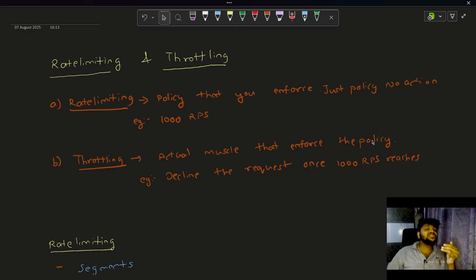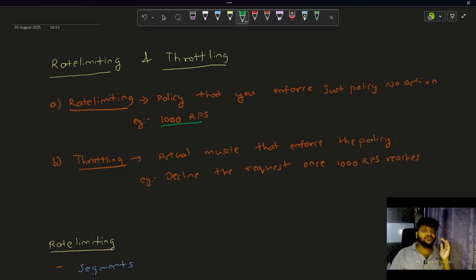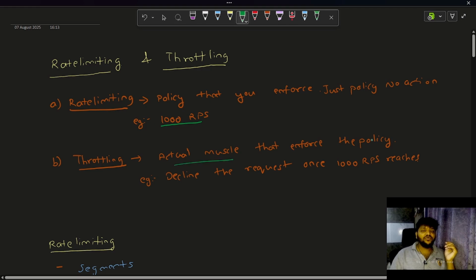If more than this number of requests happens, then what should we do? Then comes throttling into the picture. Throttling is nothing but the actual muscle: what should happen if the policy is getting violated? For example, with rate limiting I am setting a policy of 1000 requests per second. More than 1000 requests won't be entertained. If I am getting 1010 or 1100 requests per second, then throttling comes, which is the actual muscle. It is going to decline the further requests. This is what throttling actually is.